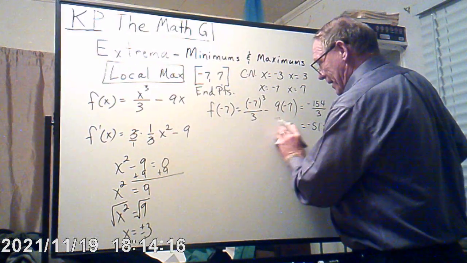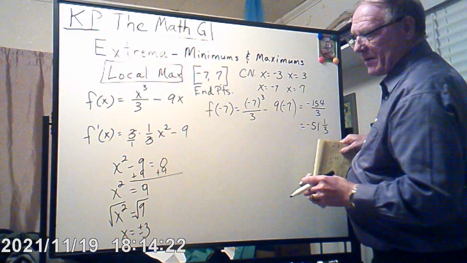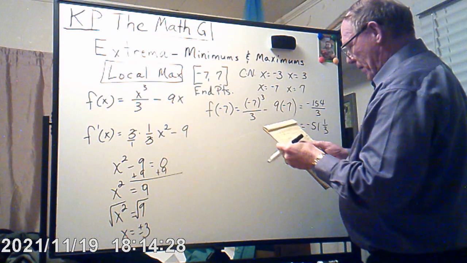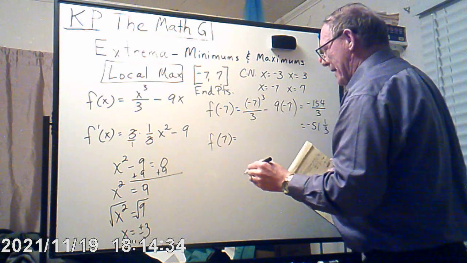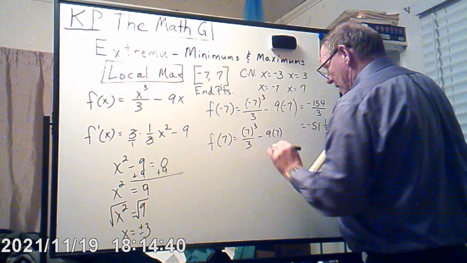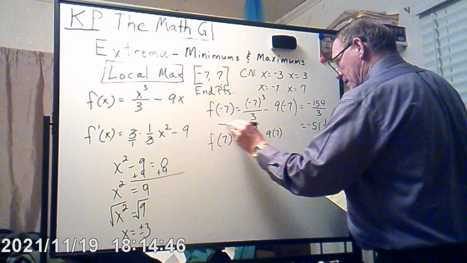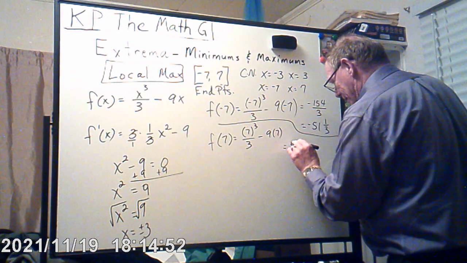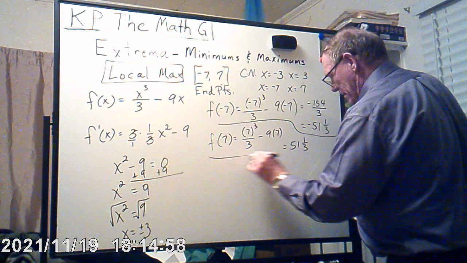So I did that by hand. You can do it on your calculator if you want to, and you probably get 0.333333, which is the same thing as 1/3. Okay, let's also do the other endpoint, and it doesn't matter what order you do these in. This is 7 cubed over 3 minus 9 times 7. Again, this is 51 and 1/3.